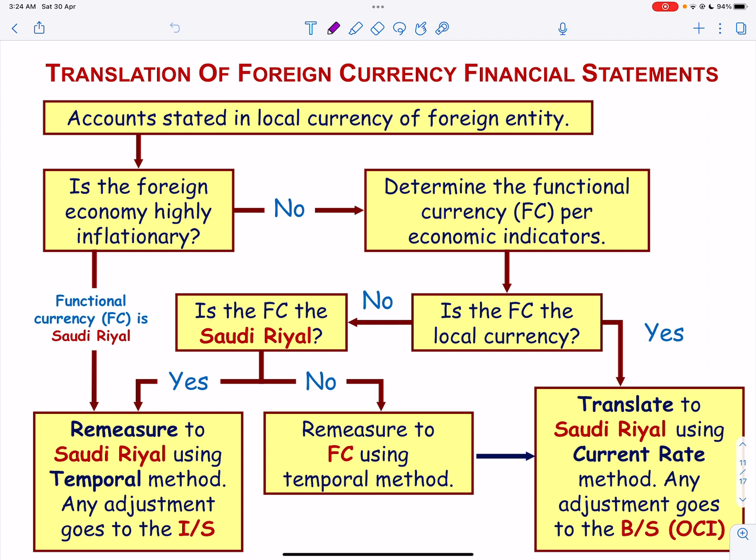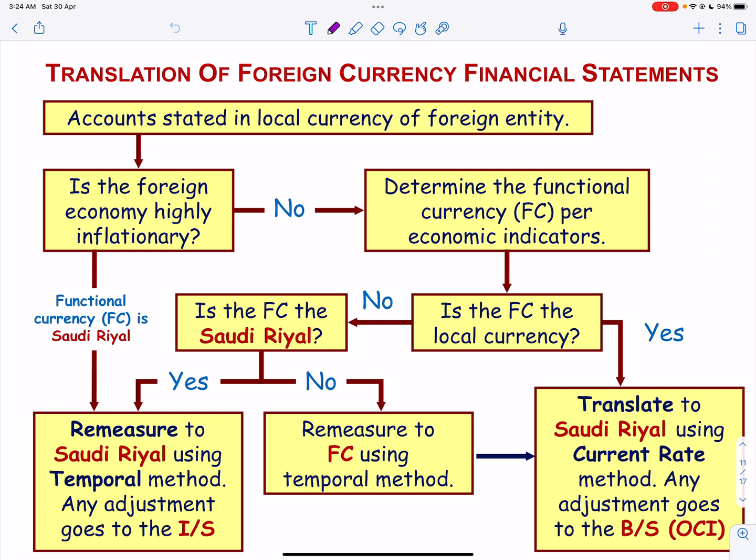In such a scenario, the company has to do two things. First of all, measure the third country currency, that is the functional currency, using the temporal method. Second, translate the functional currency to Saudi Riyals using the current rate method.